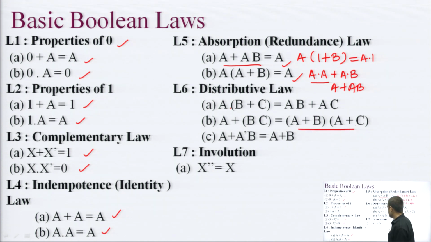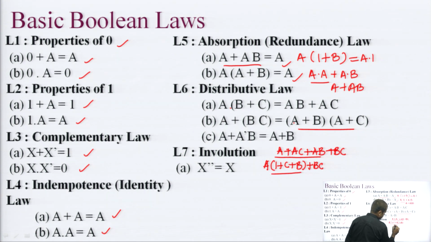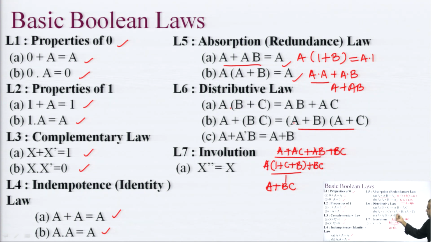If I multiply the right hand side, we can check that a into a will be equivalent to a, a into c will be equivalent to a c, b into a will be equivalent to a b and b into c will be equal to b c. So, if I take a common from these three variables, it will be a into 1 plus c plus b, plus b c. So, this thing becomes equal to 1. So, ultimately it becomes a plus b c. So, in this way we have proven that distributive law is verified.